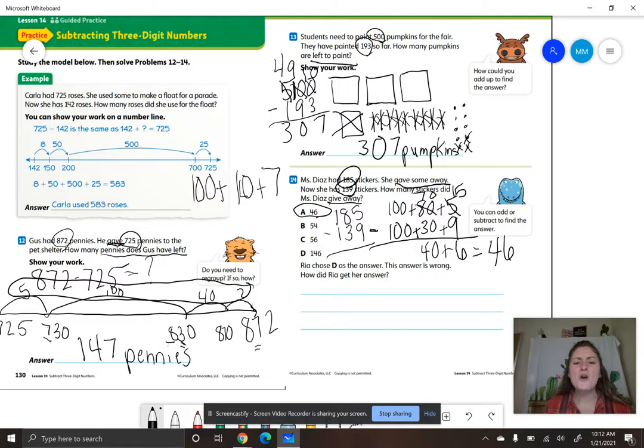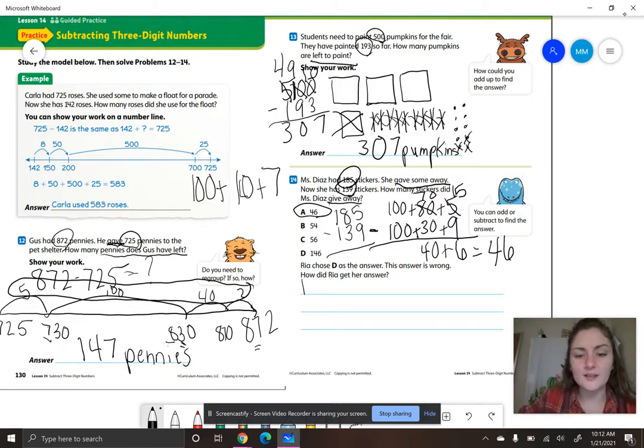All right, it says Rhea chose D as the answer. This answer is wrong. How did Rhea get her answer? So Rhea says she has 146. What did Rhea forget to do? When she got to the hundreds place, what did she forget to do? She forgot to subtract 100.